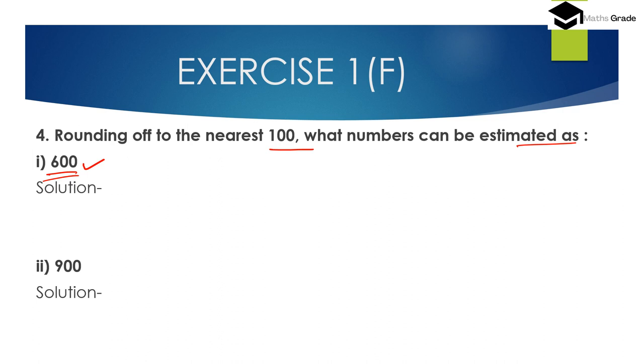But if the tens place digit is more than 5, just add 1 to the 100s place digit. So here 600. So if we use 1 up to 4 in the tens place digit, which is less than 5, it will be 610, 600. Now this 4 is less than 5, so this 4 changes to 0. So 640 rounded up to the nearest 100 will be 600.